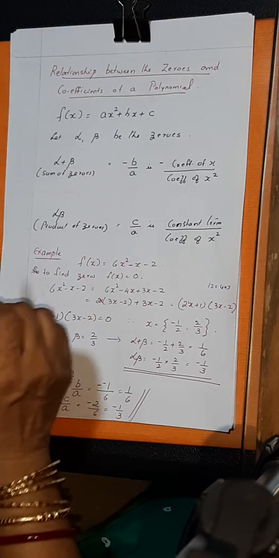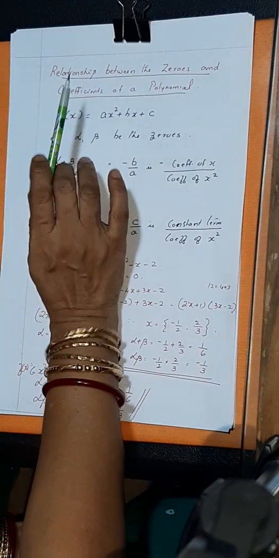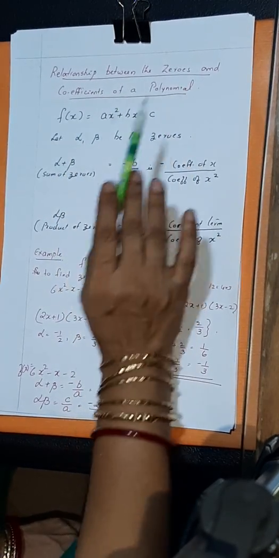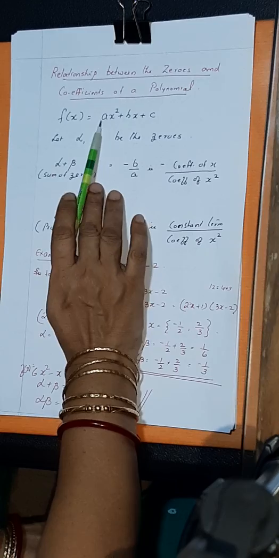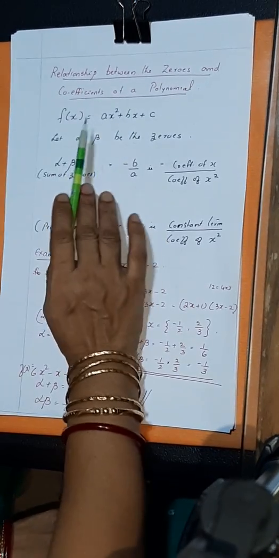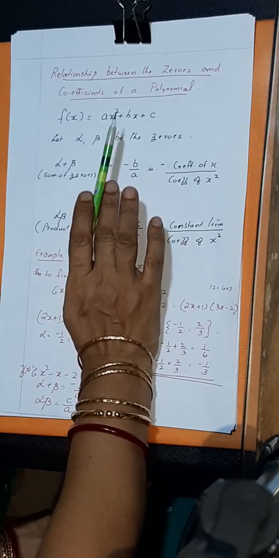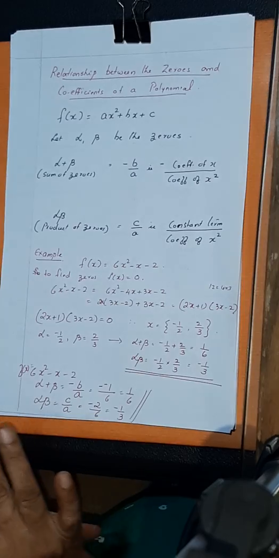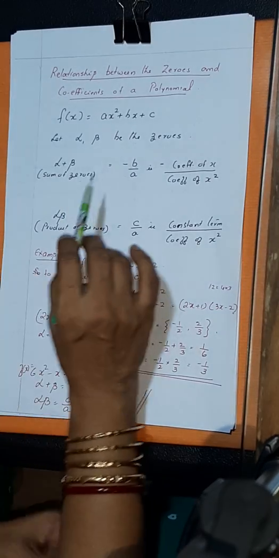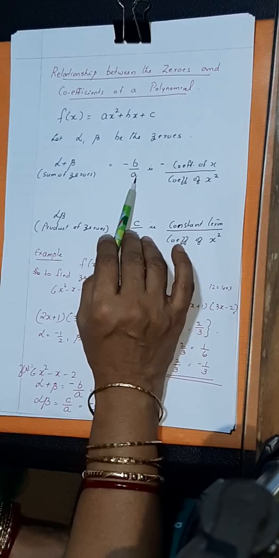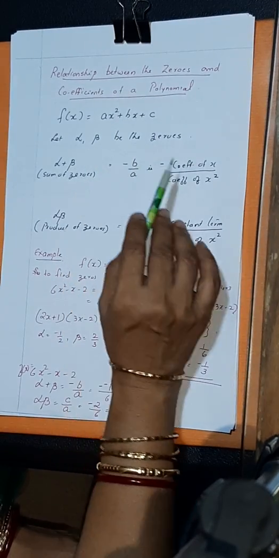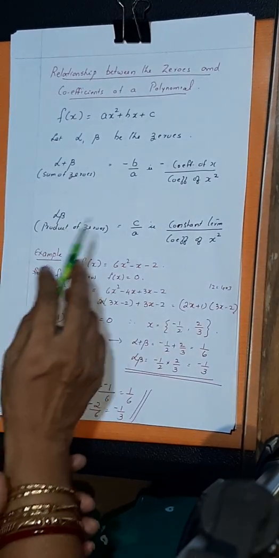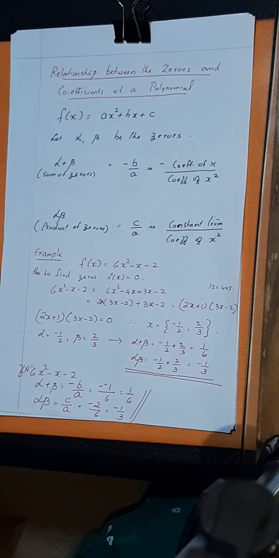Now, the next concept that we are going to go through is the relationship between the zeros and the coefficients of a polynomial. So, we are going to take the quadratic polynomial. We know it can have a maximum of 2 zeros. So, let us assume alpha and beta are the zeros. Alpha plus beta, the sum of the zeros, is equal to minus b by a, that is the coefficient of x by the coefficient of x squared. You can just learn this, no need of the proof.